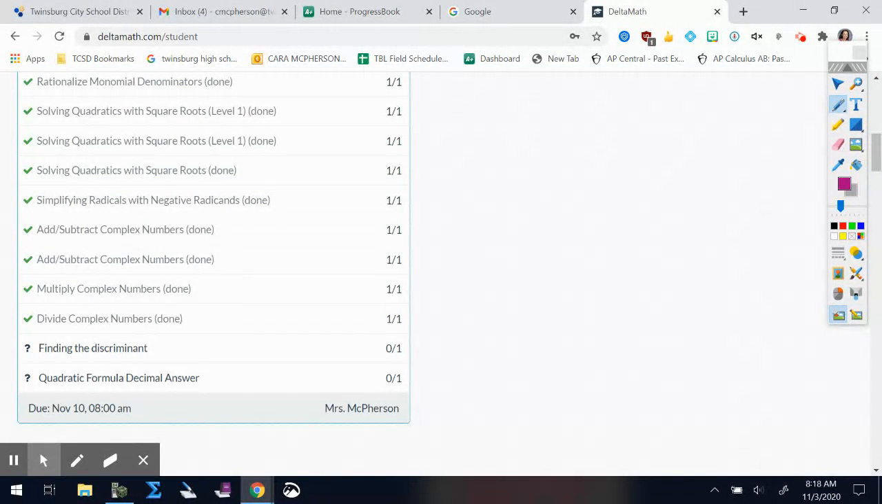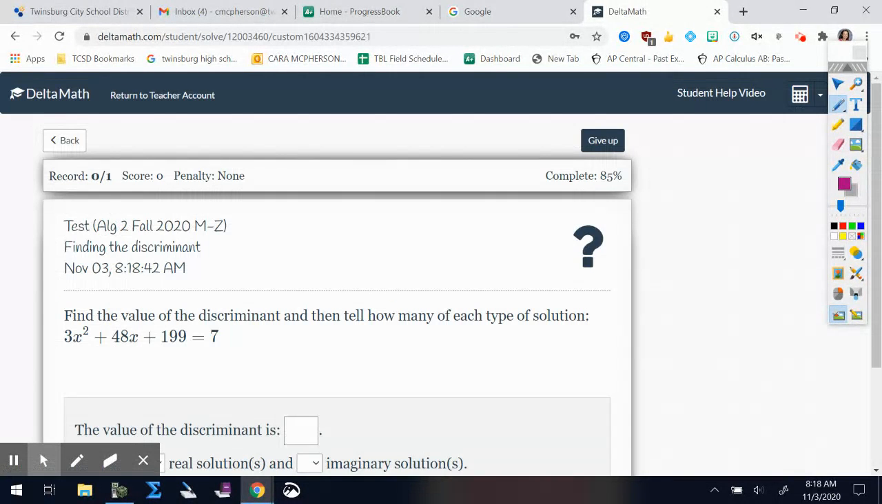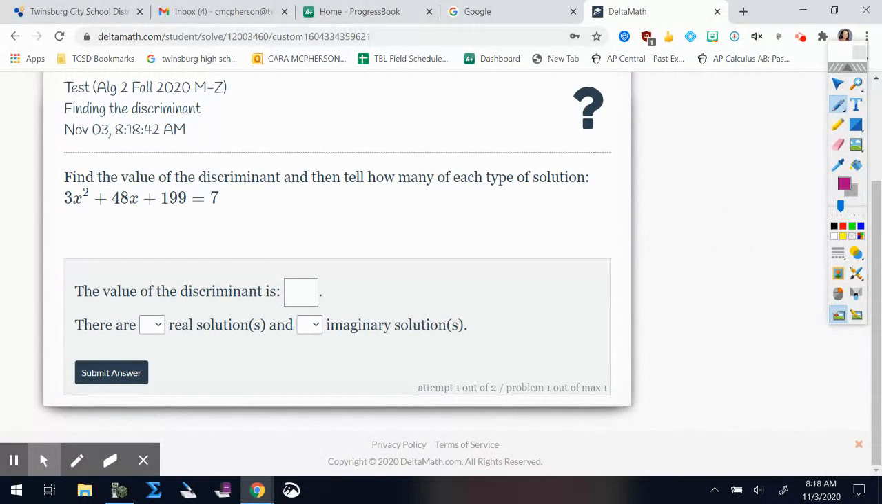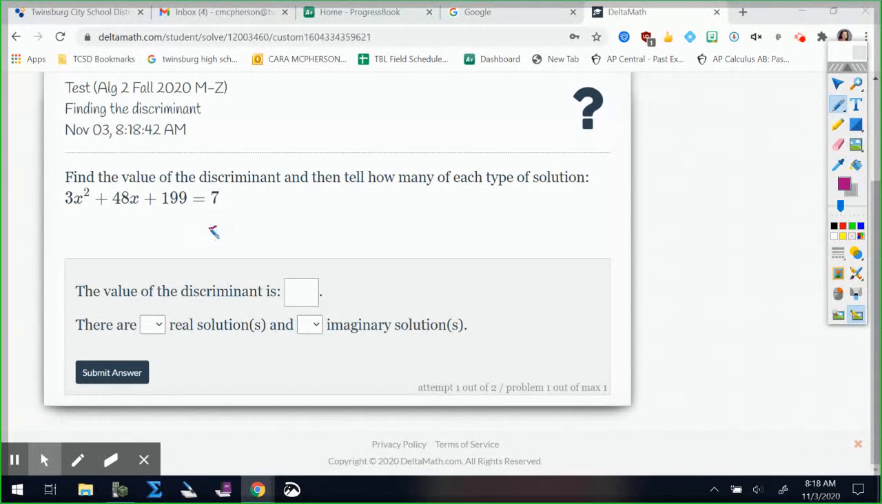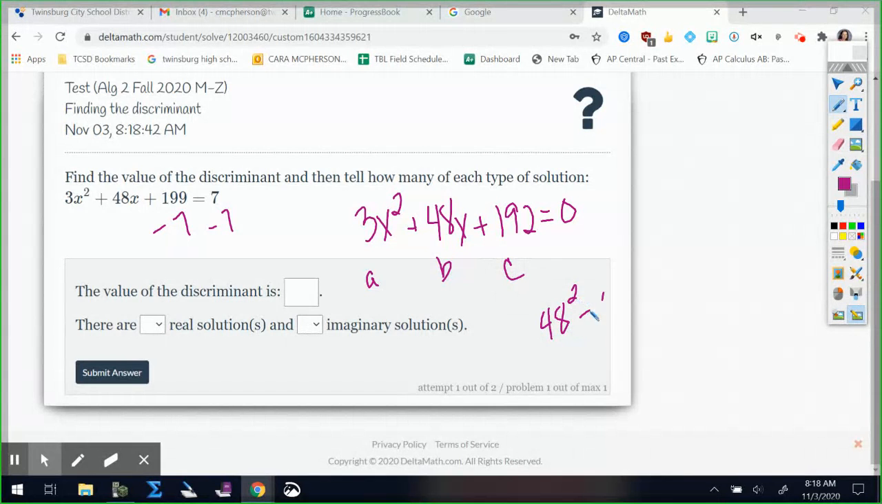Right. And we are down to the last couple topics on this quiz, which is the quadratic formula and the discriminant. So your discriminant is b squared minus 4ac. First, you have to get in standard form. So let me start that process. We're going to subtract 7. So you get 3x squared plus 48x plus 192. And expect on the quiz that you are going to have to move things around and get them in standard form. So your a is 3, your b is 48, and your c is 192. So b squared, so 48 squared minus 4 times 3 times 192.